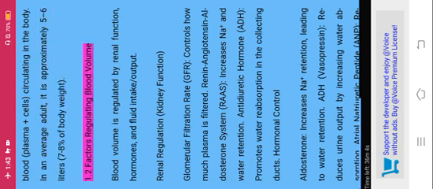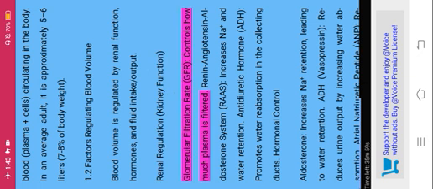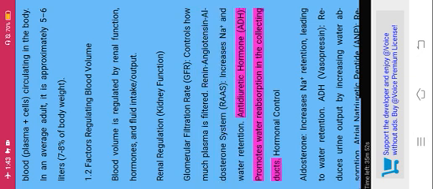1.2 Factors regulating blood volume. Blood volume is regulated by renal function, hormones, and fluid intake and output. Renal regulation, kidney function. Glomerular filtration rate, GFR, controls how much plasma is filtered. Renin-angiotensin-aldosterone system, RAAS, increases Na and water retention. Antidiuretic hormone, ADH, promotes water reabsorption in the collecting ducts.